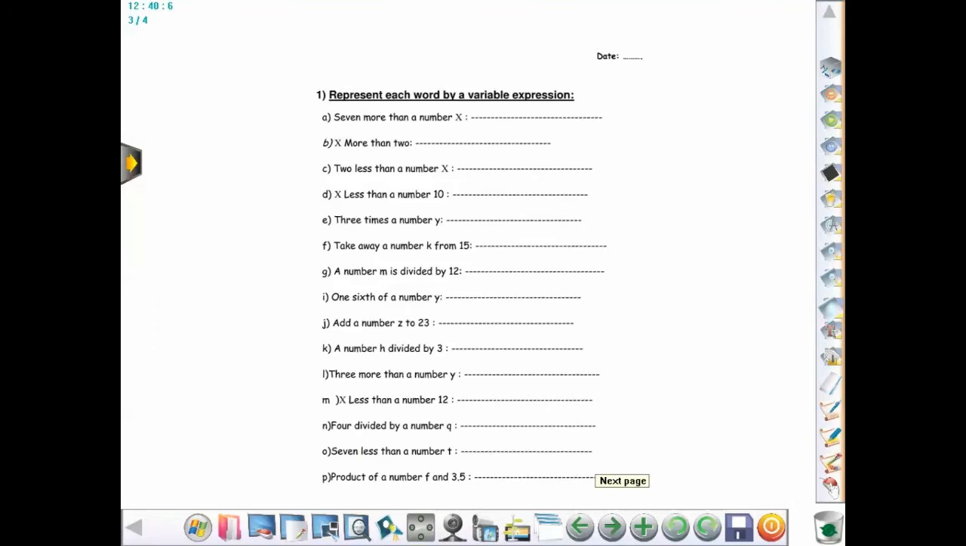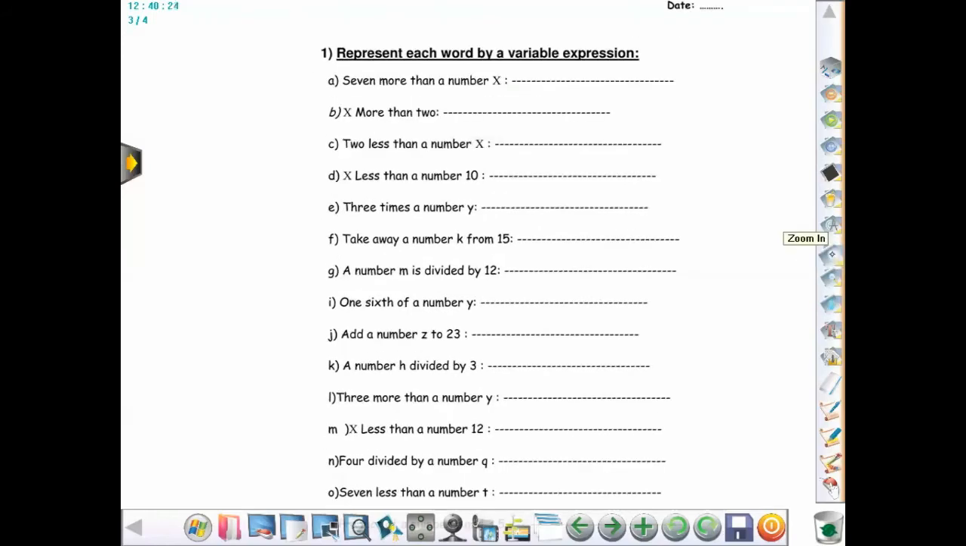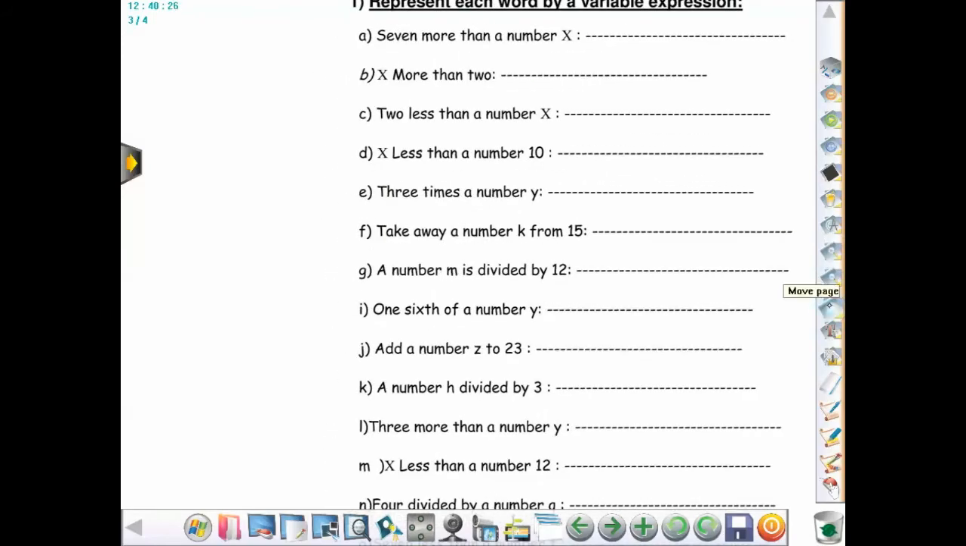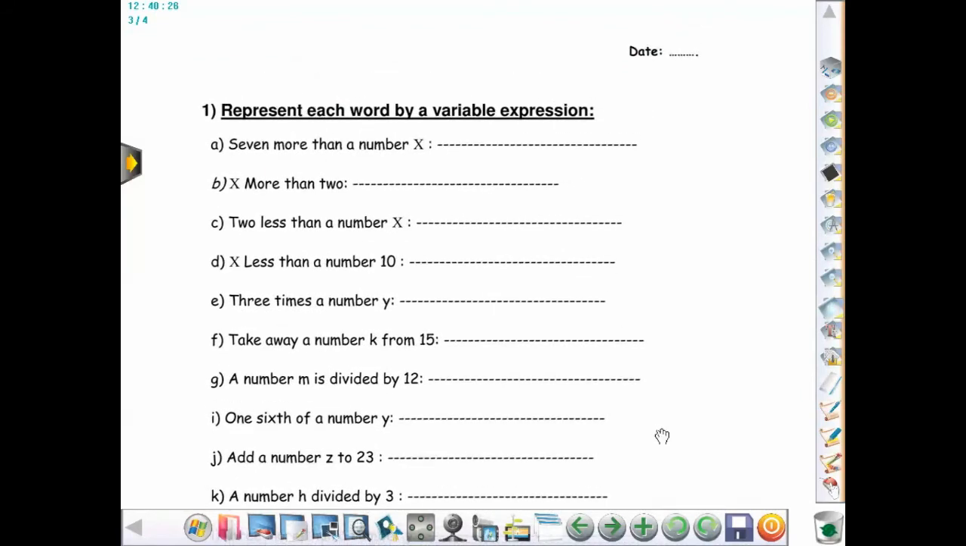Page 26 in our booklet. The question number 1, represent each word by a variable expression, which means write these words or this sentence in mathematical expression. Okay, let's zoom in to make it clear enough. Okay, here we have 7 more than a number x. As we read, as we write.